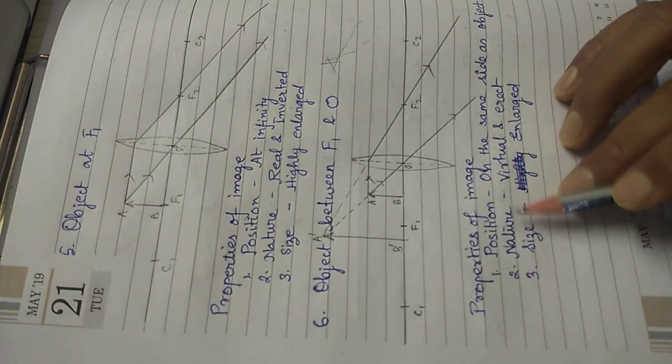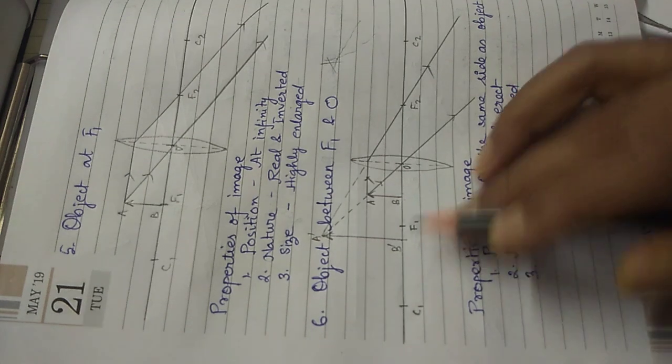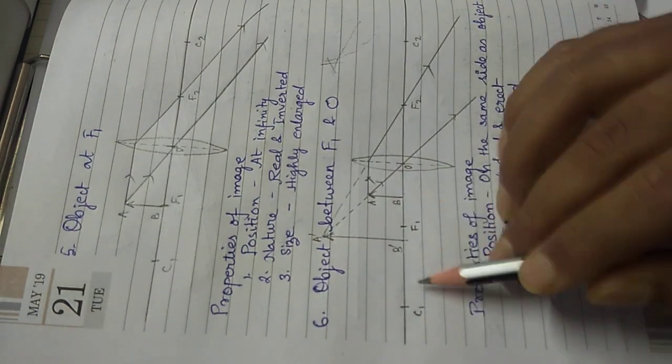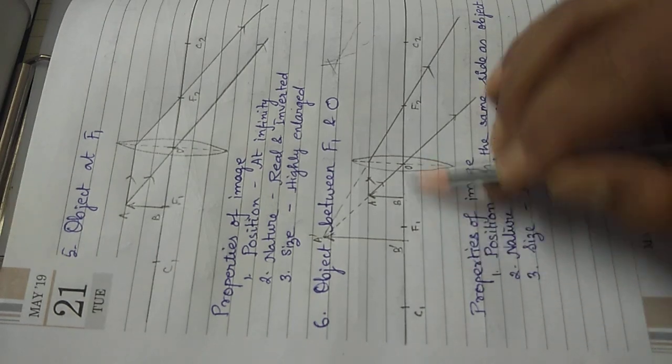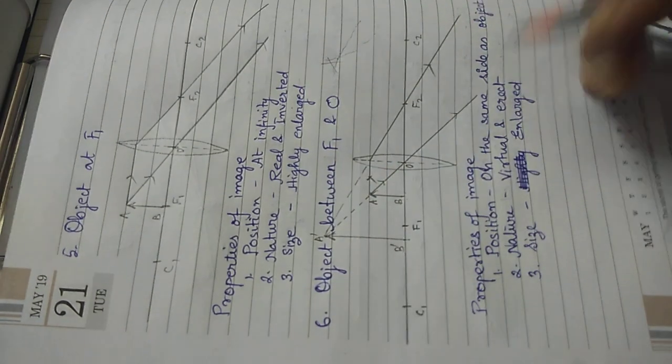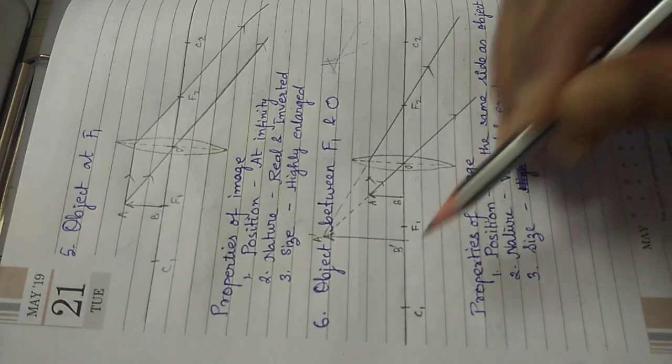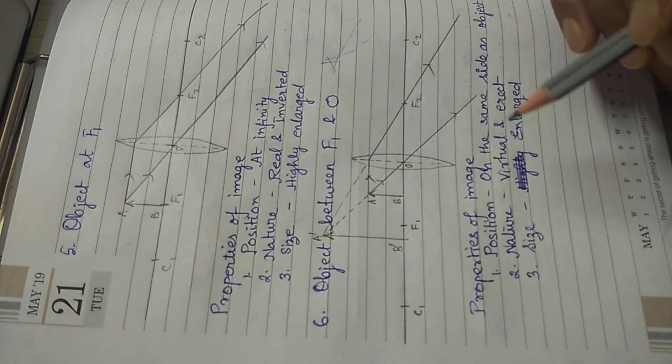Properties of the image: position on the same side. It can be at F1, it can be between F1 and C1, it varies. It can be between F1 and O, anywhere, but it will be on the same side as the object. Nature virtual and erect, and size will be enlarged. And this is the position.